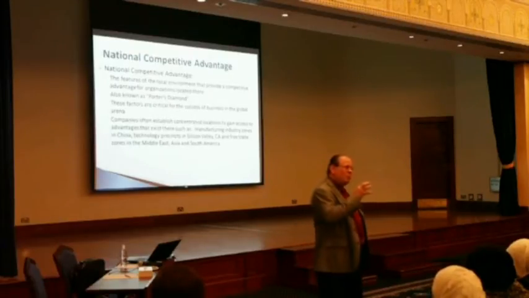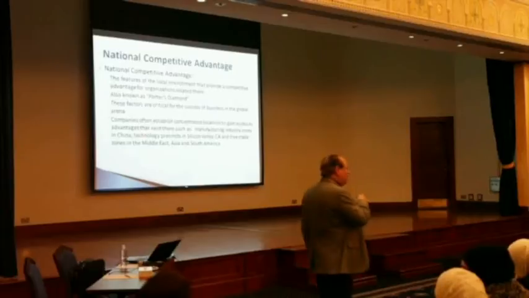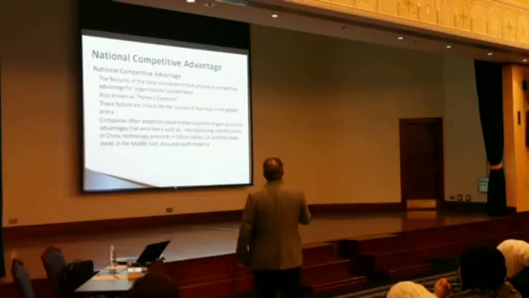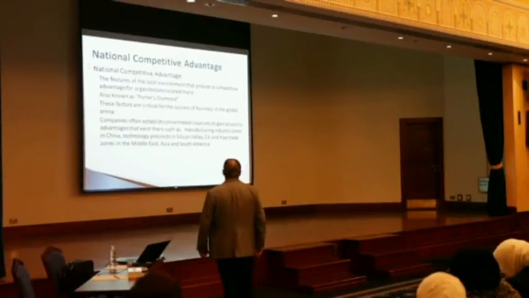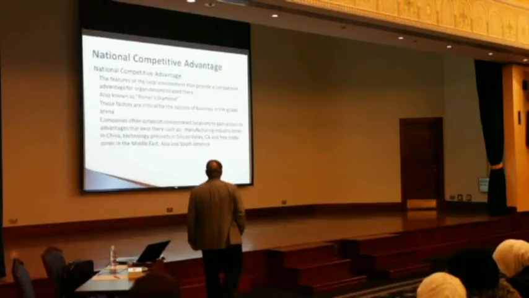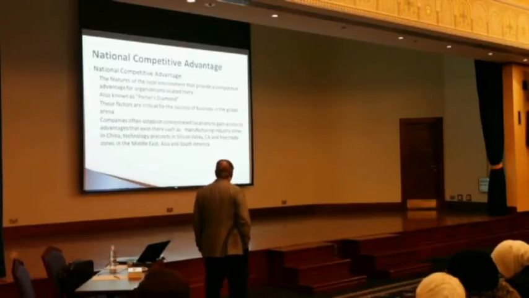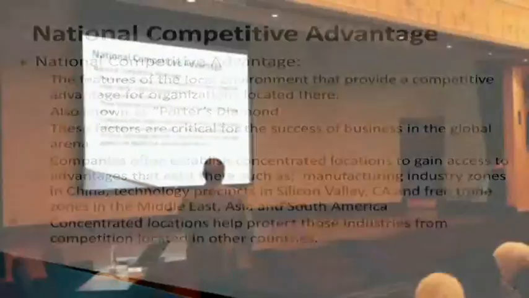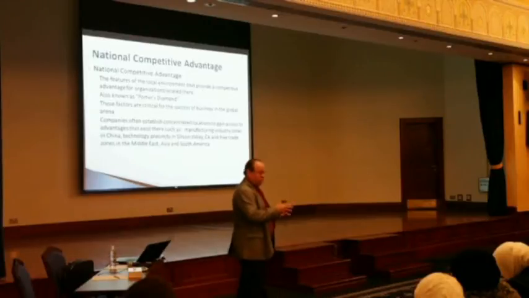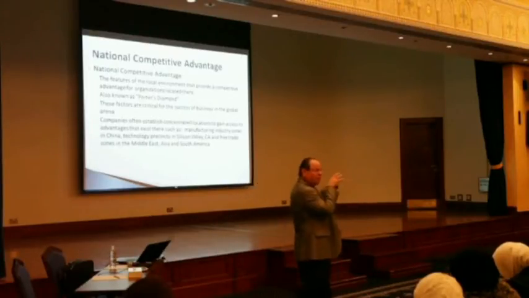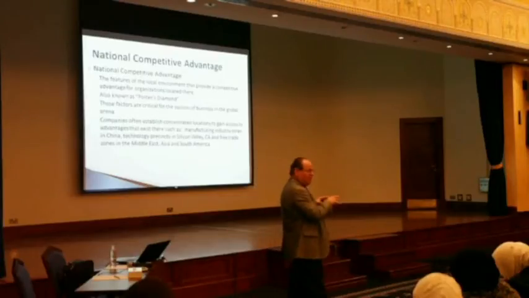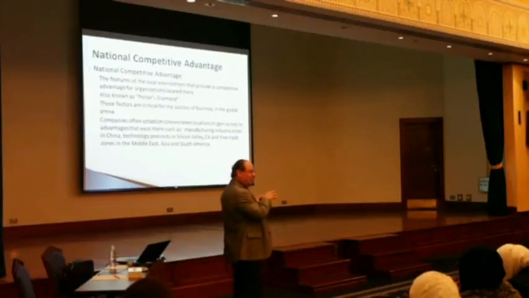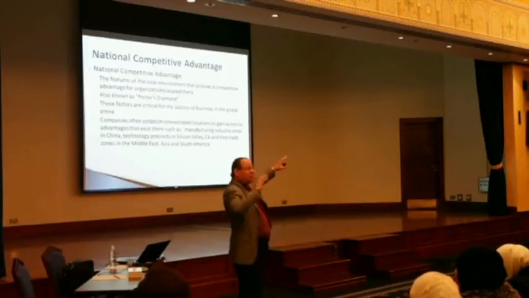Porter's Diamond was more for a domestic competition. They've expanded it a little bit to apply to global. And when you think of it from a global point of view, this is where it can be utilized. And you may be familiar with this: concentrated locations. How does a company set up a concentrated location, such as in technology? In China, for example, they actually have manufacturing and industry zones where that's all they do, is manufacturing. They're concentrated, okay? Because that gives them a level of strength and it enables them to compete much better in a zone than they do if they were scattered all over.